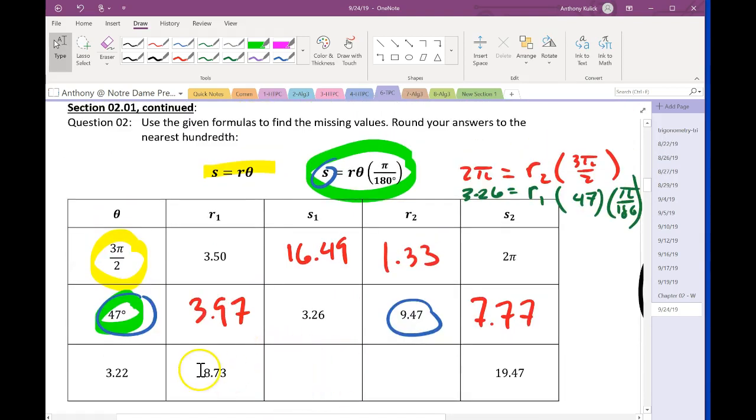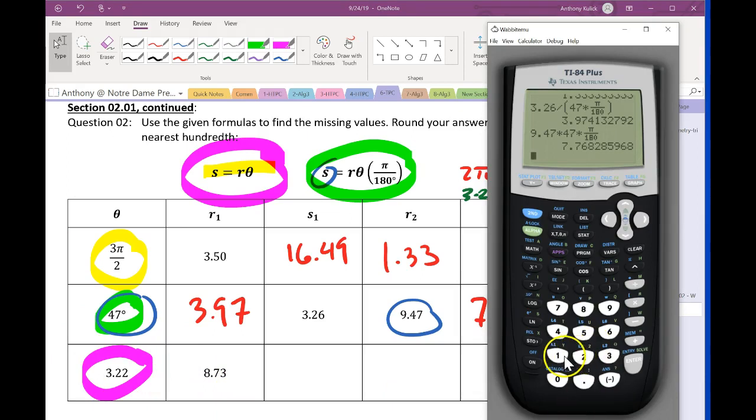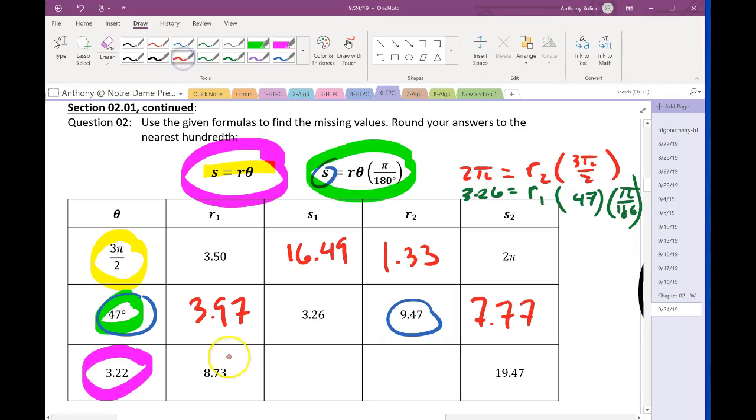For the next one, note here that there's no degree sign, so I must be talking about radians. So I'm going to be using this radian formula. I have my theta and I have my R1, so all I need is my S1, so I can just go straight to my formula and do 3.22 times 8.73. I can just multiply the angle measure and the radius. I forgot a 2 there, so I'll just go and insert 1. And that gives me 28.11.